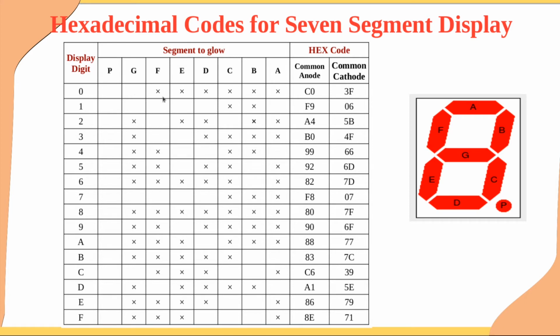Here 1 1 0 0 and all zeros. 1 1 0 0 is nothing but C, and all zeros are nothing but 0. If it's a common cathode, we should make 0 0 1 1 and all 1s. 0 0 1 1 is nothing but 3, and all these 1s are nothing but F. This is how, whatever we want to display, we can write this table and get either the common anode or common cathode hexadecimal code, depending upon which particular 7 segment we use.